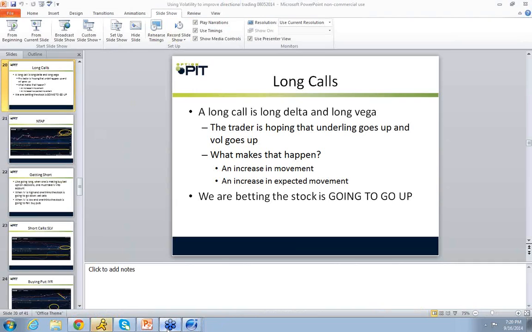Questions on that? Everybody understand? I don't think you're allowed to sell puts in an IRA. Yes, you are. That is absolutely incorrect. There are maybe some firms that won't let you do that, but there are definitely firms out there that will let you sell puts in an IRA.